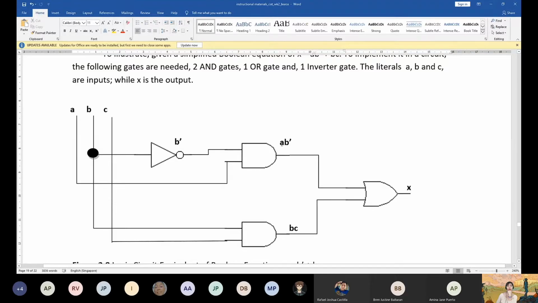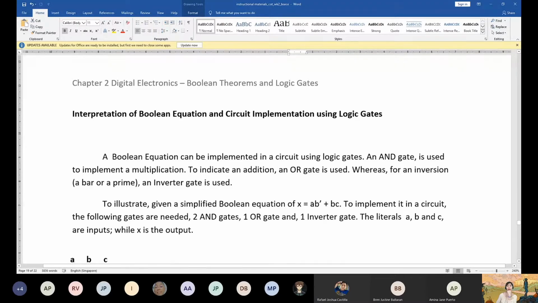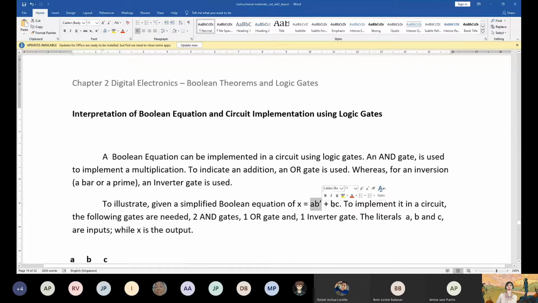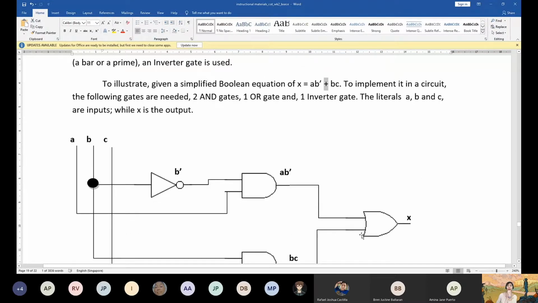So we have now AB prime and BC. To connect them, you need an OR, you need a plus: AB prime plus BC. And what is plus? Plus is an OR gate.